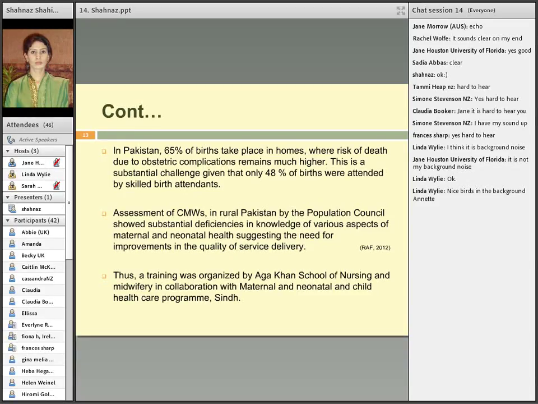They mostly end up having a traditional birth attendant to care for them. An assessment of community midwives in rural Pakistan by the Population Council showed substantial deficiencies in knowledge of various aspects of maternal and neonatal health. Hence, there was a need to improve their quality of service delivery. Thus, a training was organized by the Aga Khan School of Nursing and Midwifery in collaboration with the Maternal and Neonatal Child Healthcare Program, Sindh.